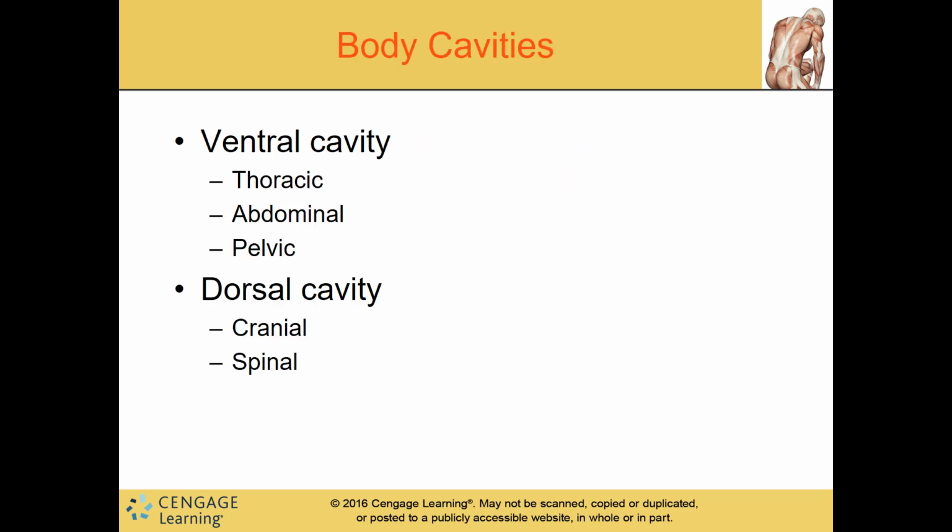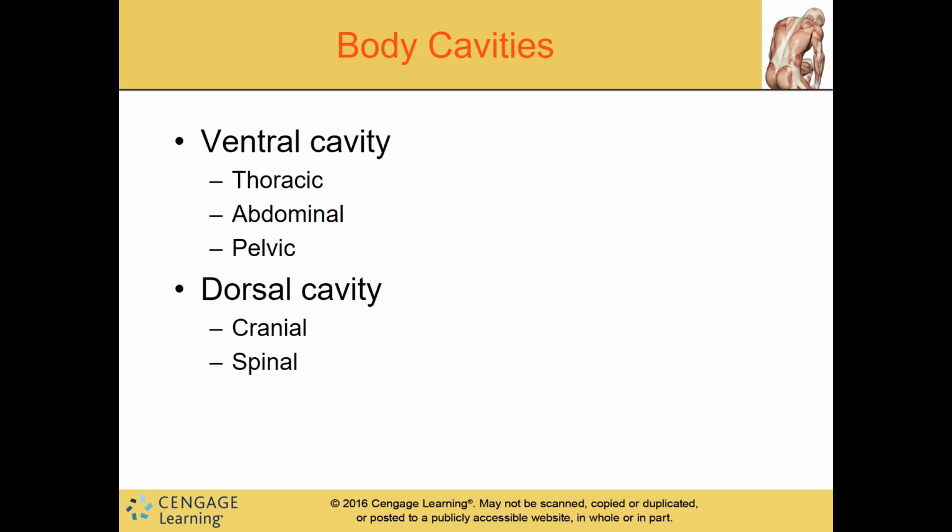All right, now we're going to talk about body cavities. We have 2 main ones. We have the ventral, which is in the front half, and then we have the dorsal, which is the back. Kind of think of like a shark or a dolphin. They have those dorsal fins, right, on their back. So remember that dorsal always means your back.